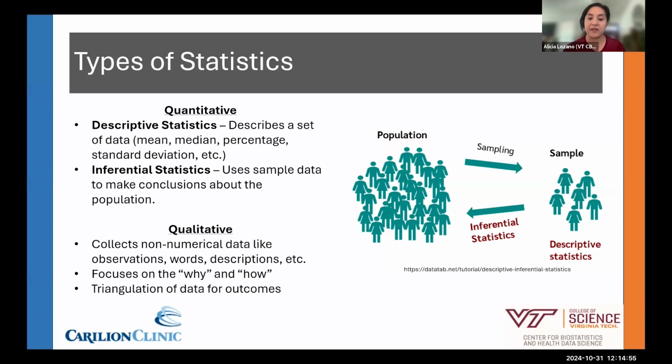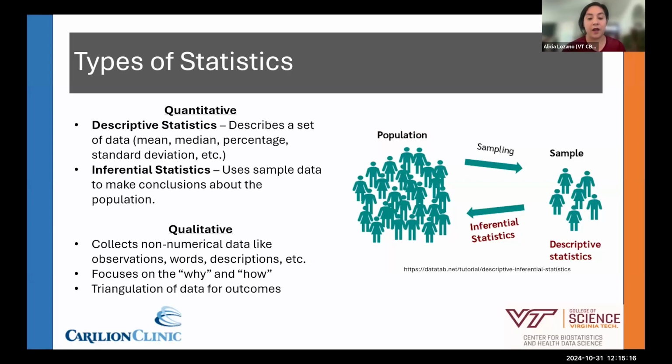Looking at the visual here on the right side, we have an illustration showing the process of sampling. A large group of individuals represents the population from which a sample is selected, and descriptive statistics describe that sample, while inferential statistics use it to make broader conclusions about that population.